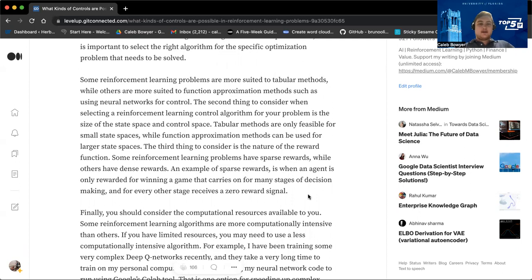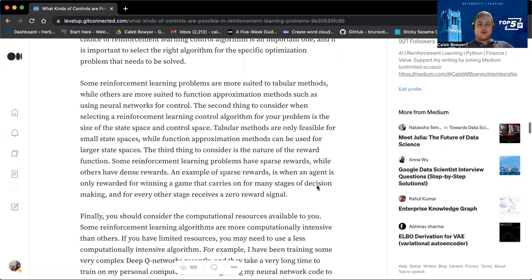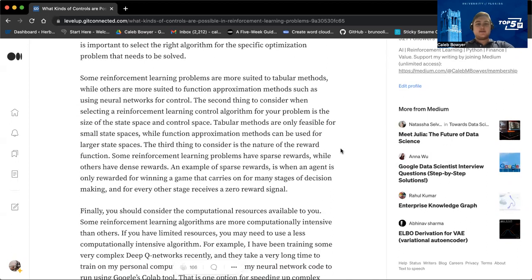The second thing to consider when selecting an RL control algorithm for your problem is the size of the state space and control space. Tabular methods are only feasible for small state spaces, while function approximation methods such as DQNs can be used for larger state spaces or more complex state spaces.